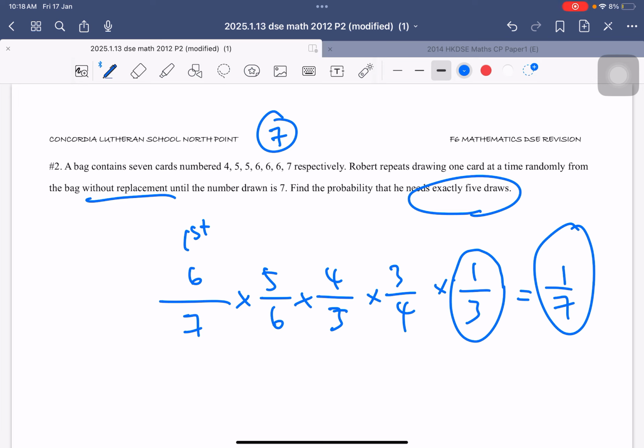So Eddie, help me to distribute this. So I prepared the 2014 modified paper. Okay?